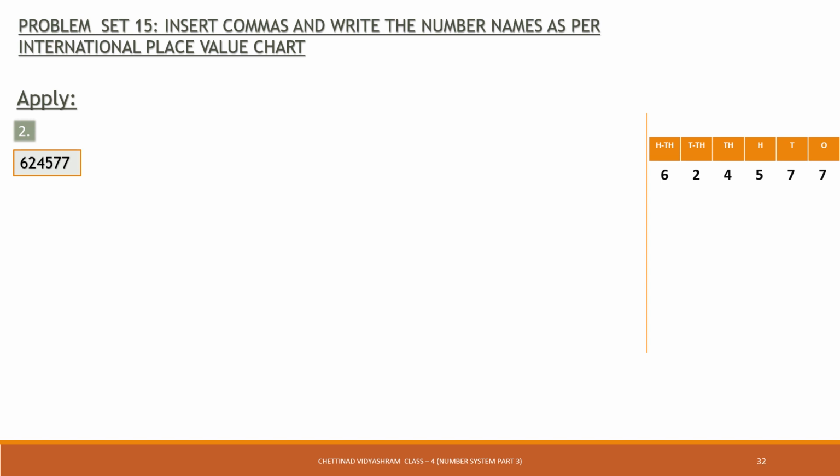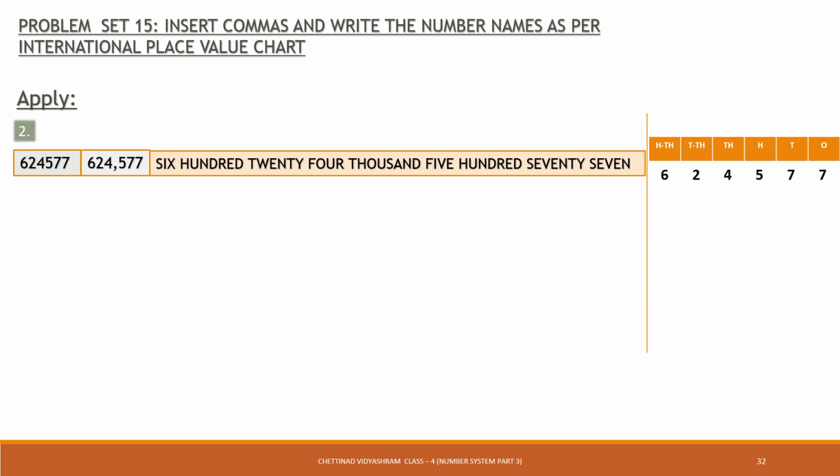And we mark commas between every 3 digits starting from right hand side. So you'll be having a comma between 4 and 5, which is 624,577. How will you read this number? 624,577. So let us write the number name. 624,577. Understood, children?